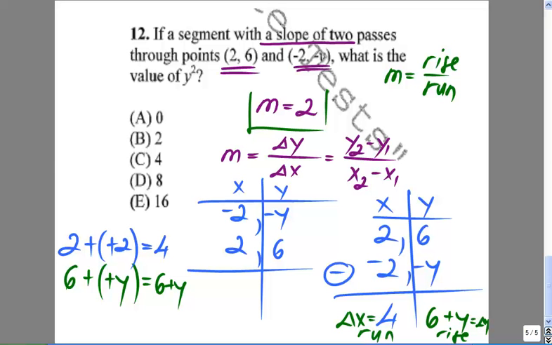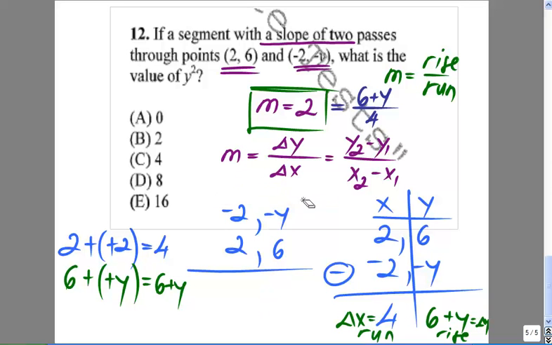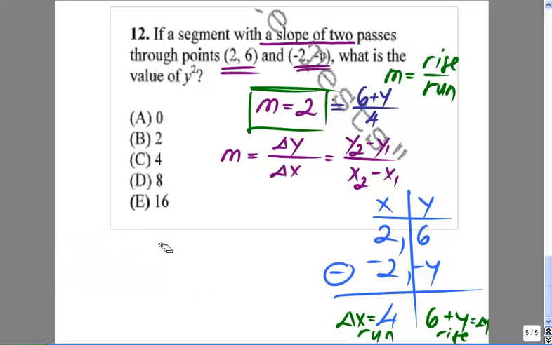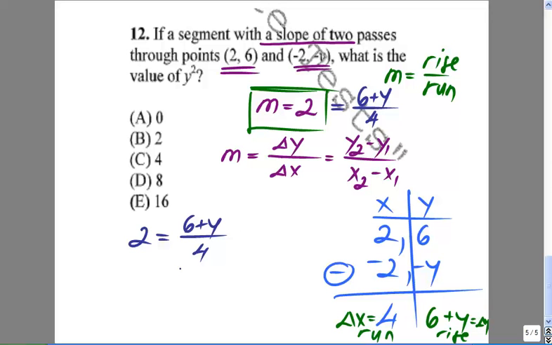Well, I know my slope is 2. What should I do next? I should plug in the values that I just found. Your slope m equals what is your rise? 6 plus y, over what is your run? 4. So 6 plus y over 4 equals 2. Your equation now will be that 2 equals 6 plus y over 4.